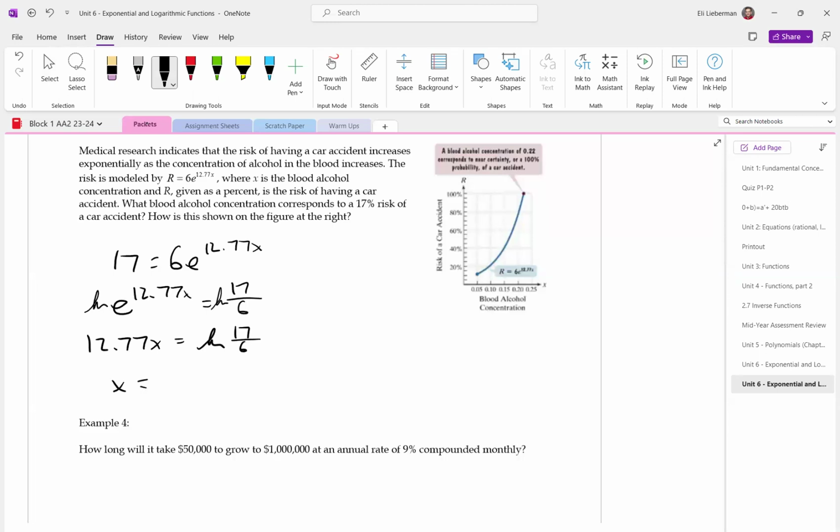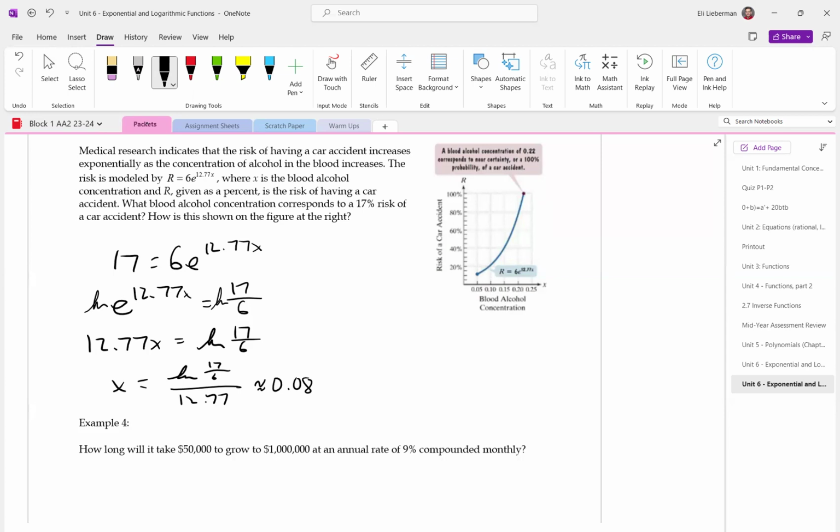Yeah, 12.77x. I think I'm doing this in my head, so tell me if I'm right. Did I do that right? Okay, did you get a numerical value? 0.08. Are we good with this? Nicely done.